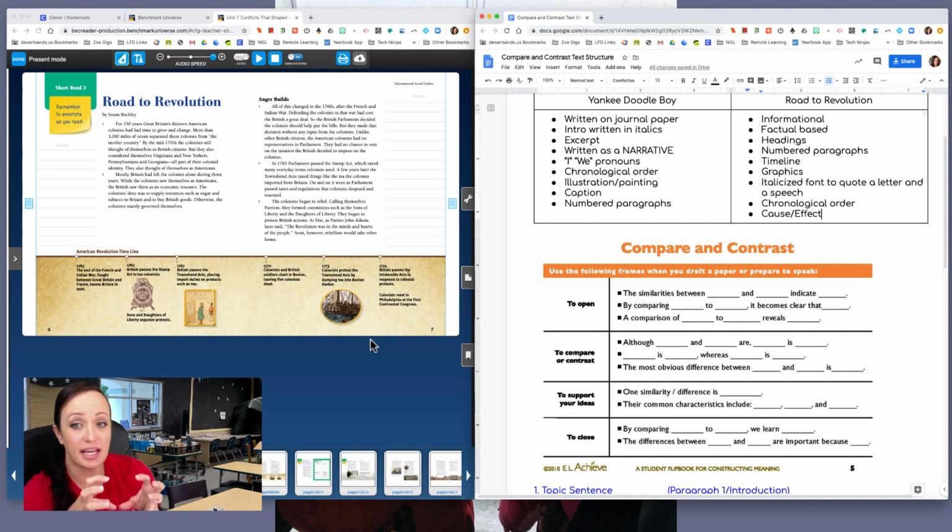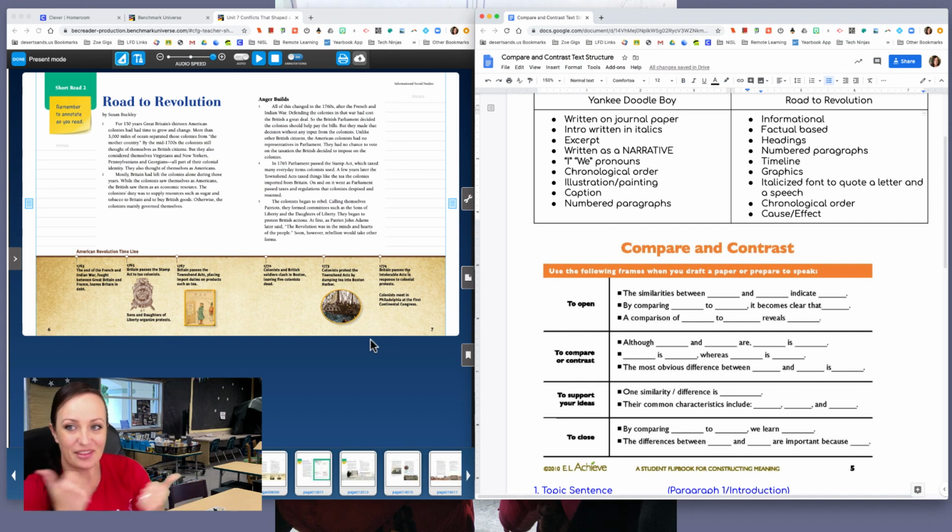To say how they're the same, I might say both. I like to say both in my sentences, but I can say both Yankee Doodle Boy and Road to Revolution, the authors explain, or you can say in both Yankee Doodle Boy and Road to Revolution, we learn about, or that they are both, some things that we notice in our chart, they both have numbered paragraphs, they both have illustrations, right, or some kind of graphics. They both are written in chronological order. Those are the ways that they are the same.